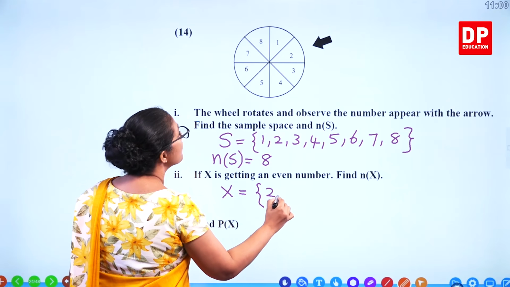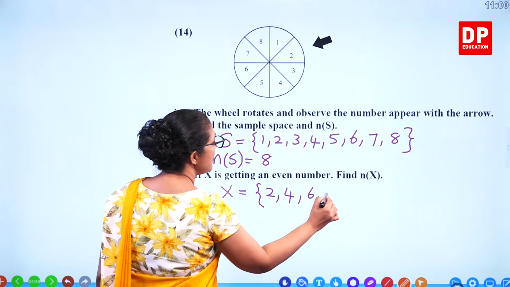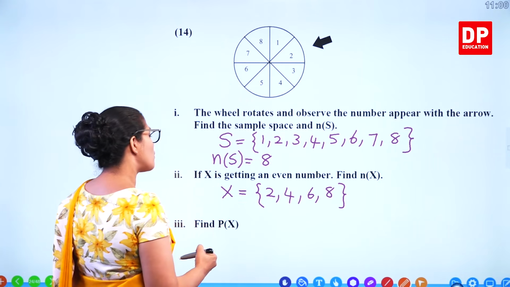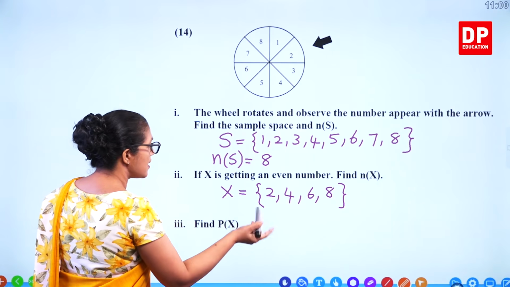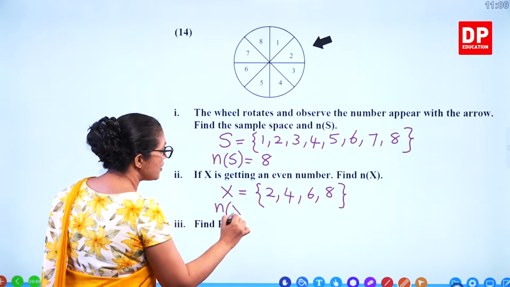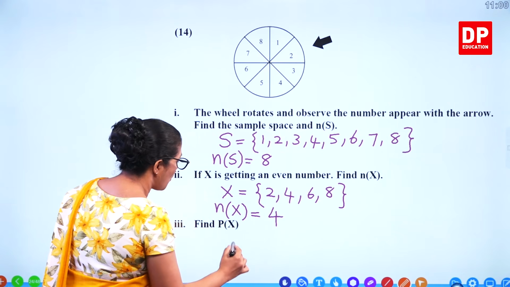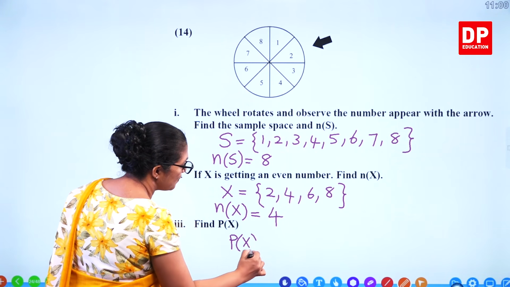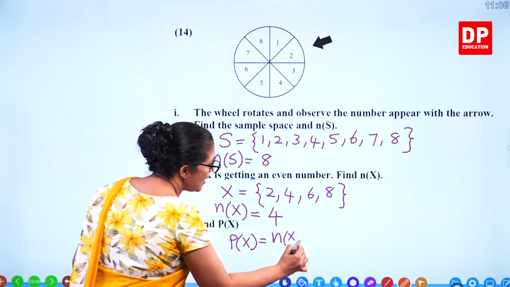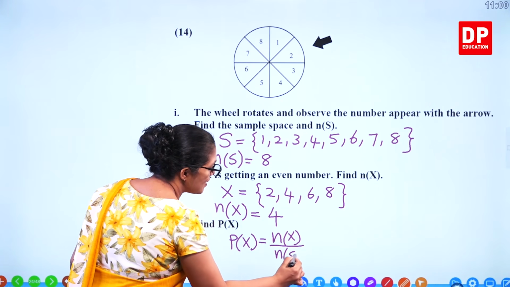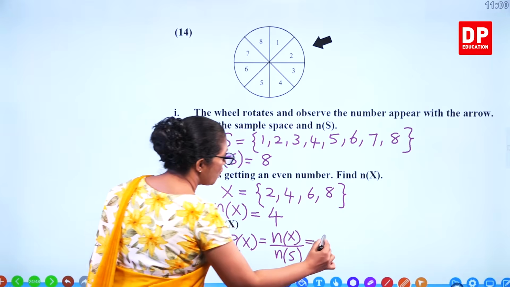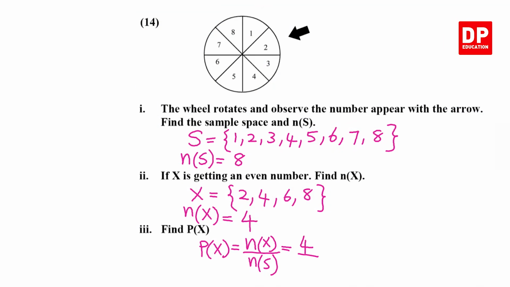If X is an event getting an even number, what are the possibilities? Even numbers there: 2, 4, 6 and 8. So what's the probability of X? Before that you need to find out the number of elements in X. 1, 2, 3, 4. And what's the probability of getting X? Number of elements in X divided by number of elements in the sample space. 4 over 8. Divide by 4, you get 1 over 2.